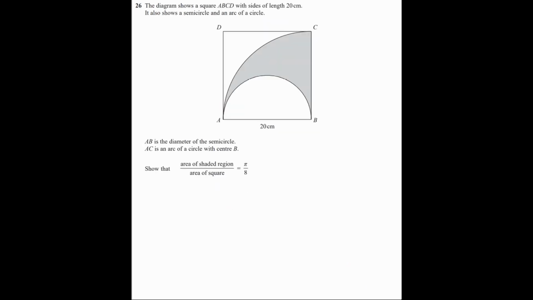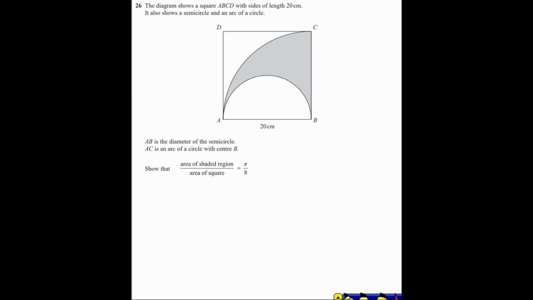Moving on to question 26, and this certainly is the most complex question so far in this paper. We really need to have an understanding of what we're looking at here. So the diagram shows a square ABCD with sides of length 20 centimeters. So okay, here we have a square. It also shows a semicircle. We can see the white area at the bottom here, and an arc of a circle. So this is the arc curving from A to C.